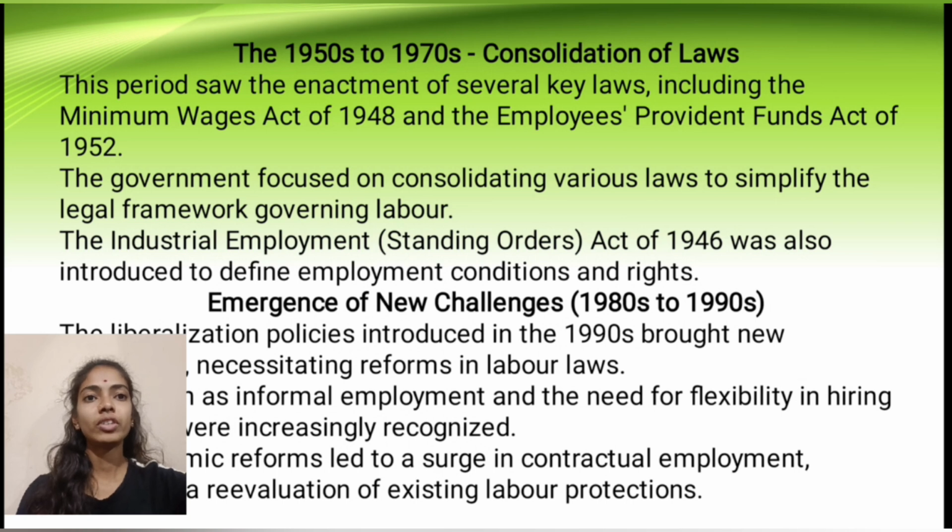In 1950s to 1970, it is called as consolidation of laws. This period saw the enactment of several key laws, including the Minimum Wages Act of 1948 and the Employees Provident Funds Act of 1952. The government focused on consolidating various laws to simplify the legal framework governing labor.